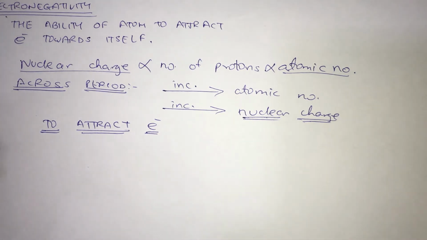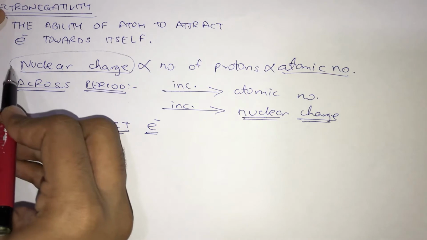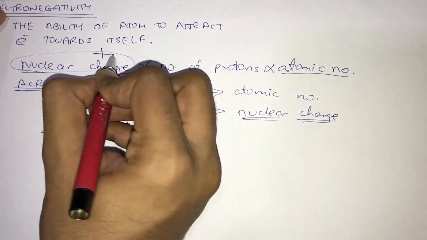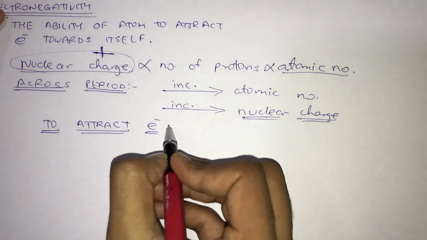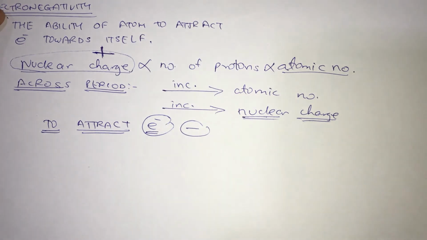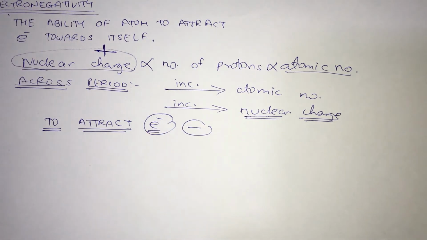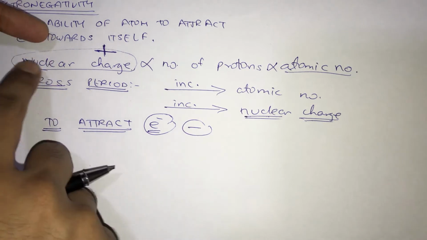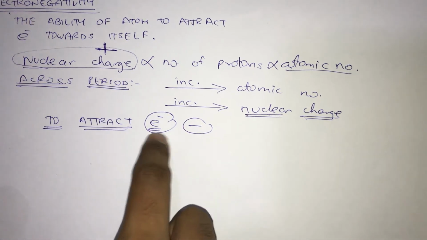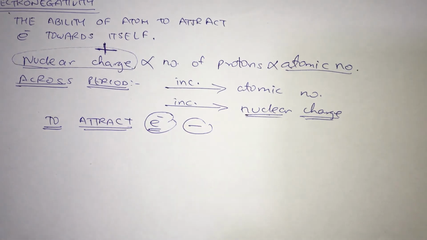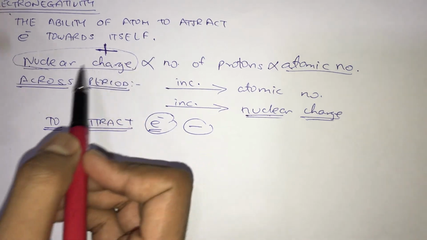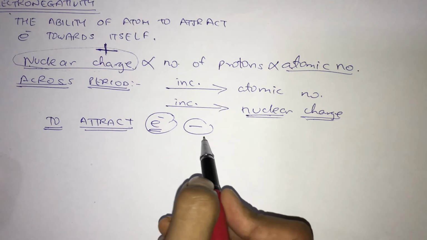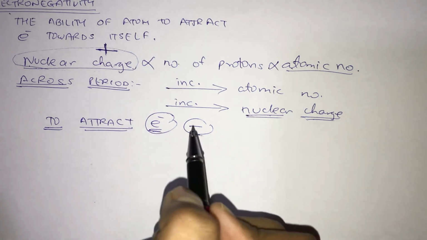So why does the nuclear charge attract the electrons towards itself? Because the nuclear charge, which is nothing but the charge of a nucleus, is positively charged, because inside the nucleus there are protons and protons are positively charged, and as we all know our electrons are negatively charged and opposite charges attract each other. There is a Coulombic force of attraction between the positively charged nucleus and the negatively charged electron. So basically, the greater the positive charge, the greater its ability to attract a negatively charged particle, which is nothing but an electron, towards itself.